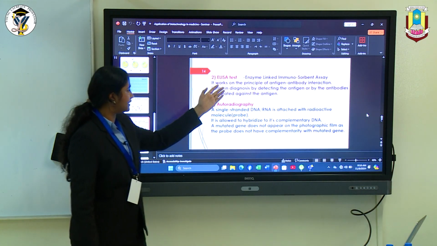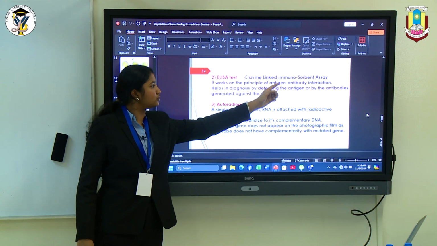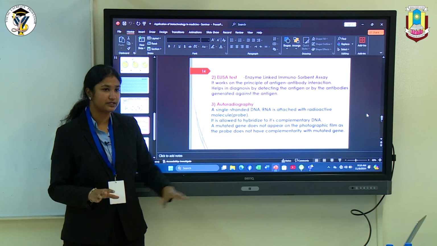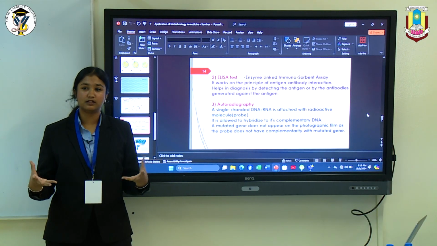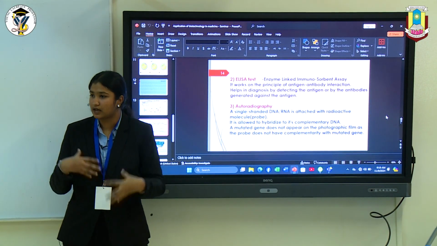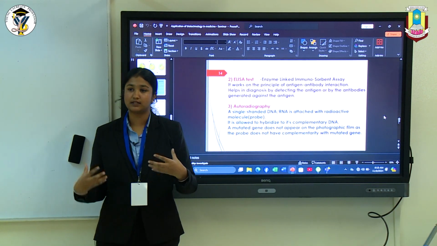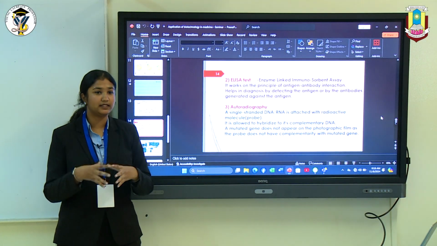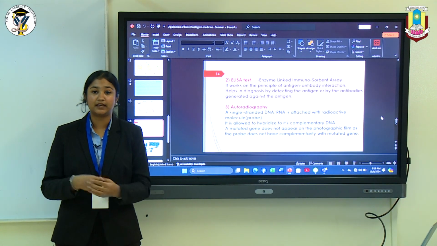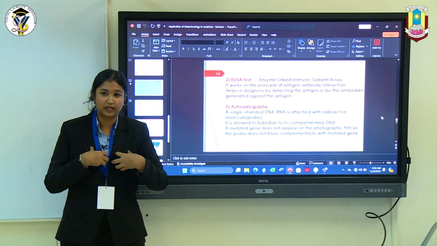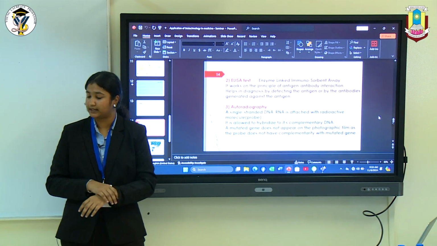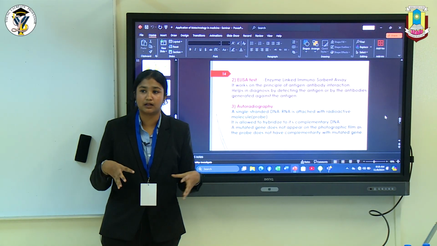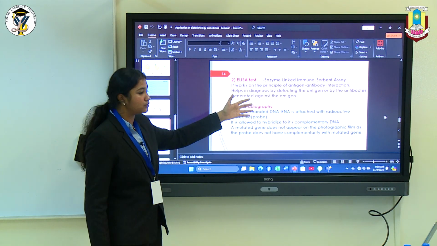Next is the ELISA test. ELISA stands for enzyme linked immunosorbent assay, and it works on the principle of antigen antibody interaction. So what is an antigen? An antigen is a foreign substance that enters our body, and antibodies are the proteinaceous substances that are produced against this antigen by our immune system. So it helps us by detecting the presence of the antigen in our body, or by checking if some pathogen has entered my body. If I take a blood test, the antibody level will be very high. So that tells us that something is wrong, some antigen has entered our body. So it is very helpful in diagnosing diseases.